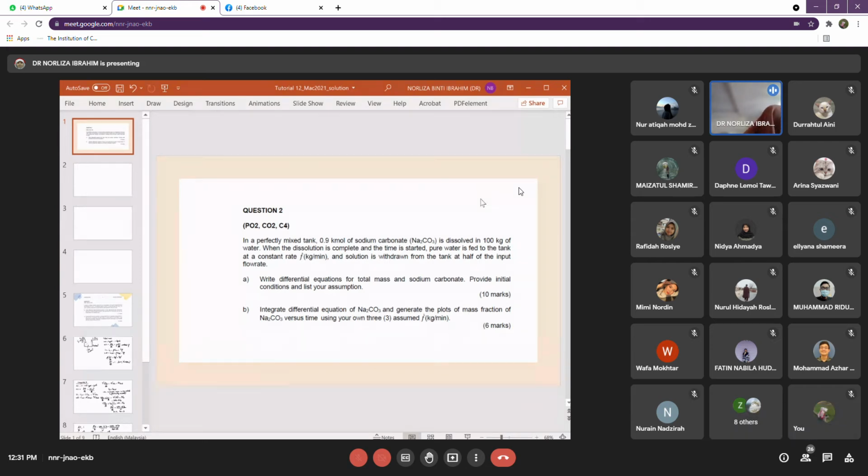Okay, so this one is a perfectly mixed tank. It's already mentioned there. It is a perfectly mixed tank, so you should not use that as your assumption because it's already mentioned there.